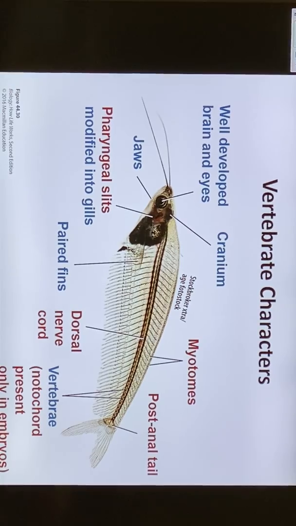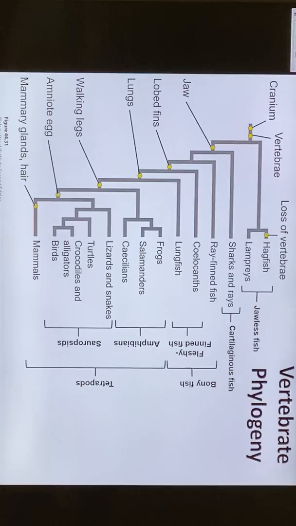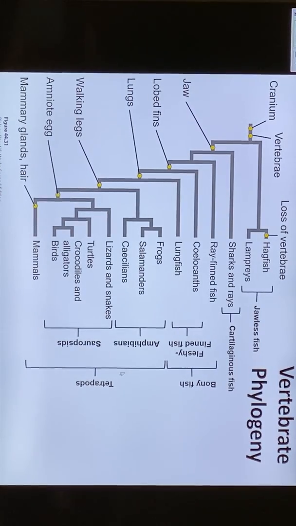One characteristic is they have a defined head region with a cranium, some kind of protection over the brain. The pharyngeal gill slits are going to be present at some stage in the body, and there will be a very complex nervous system. Now, among the vertebrates, this is the phylogenetic tree.